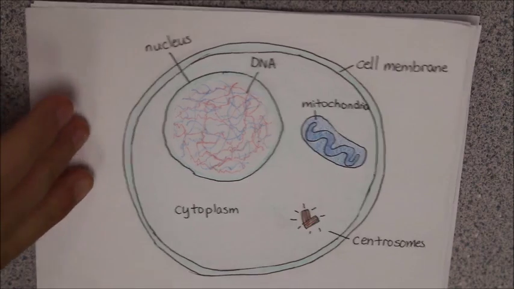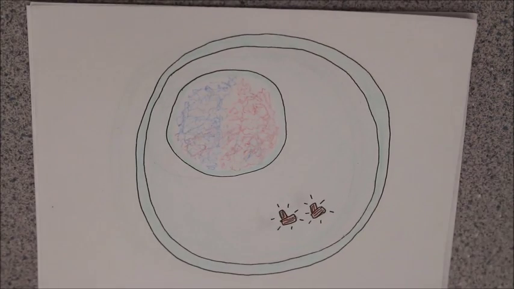During the first part of interphase, G1, the cell makes a variety of proteins that are needed for DNA replication. All the cellular content, except for the chromosomes, are duplicated.